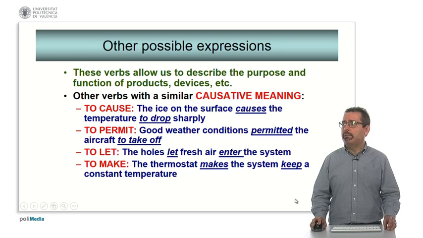The structure is the same with the infinitive with to, but in the case of permit, there is not as strong a relation between the cause and the effect. Good weather conditions actually were not the direct cause of the aircraft taking off. And we can also use a variation with the verb to make, which is very important to know how it works in technical English. Here we have a clear example. The thermostat makes the system keep a constant temperature. In this case, make goes with the infinitive without to. That is very important.